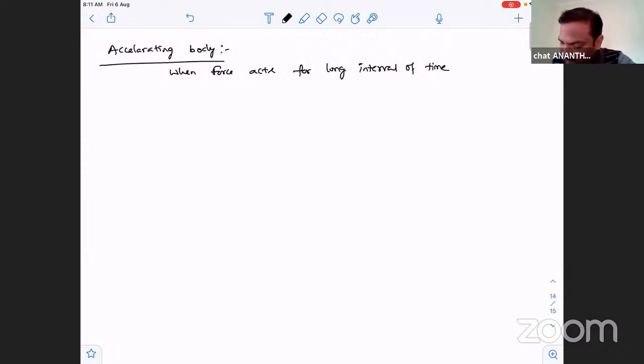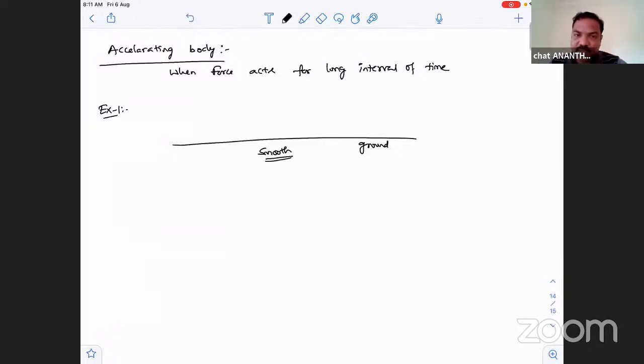Okay, so I'm going with very fundamental examples. Example one, on the ground, obviously smooth. In the entire Newton's laws of motion, we'll take a smooth surface where there is no friction. Okay, but it's not a rough surface. What is a rough surface? What is friction? How does it act? What are the types of friction? We will see all that in the next chapter. Okay.